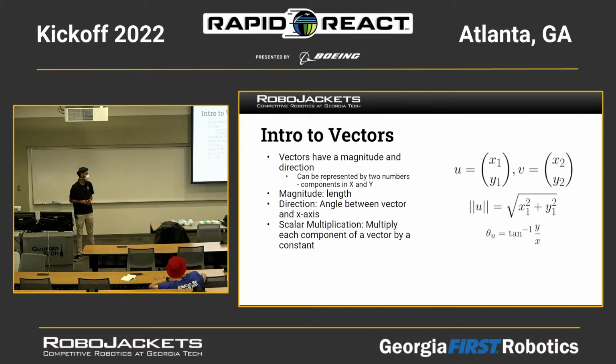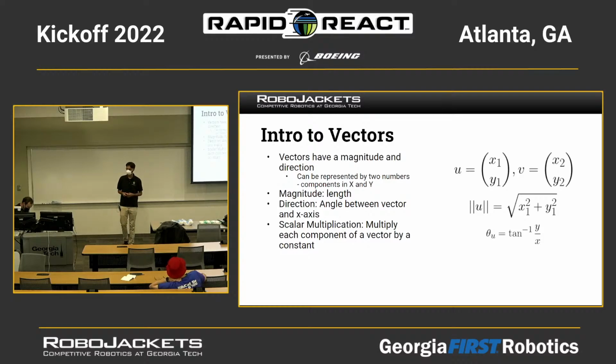The double bars symbol means the magnitude, and theta is the symbol for angle. The magnitude is the square root of the sum of the squares of all those components. You get that from the Pythagorean theorem. And then the angle of the vector is the inverse tangent function of the y component over the x component.